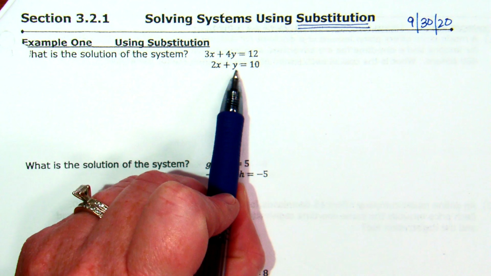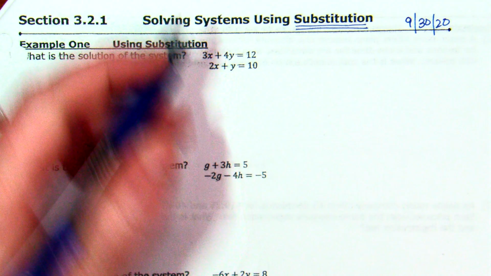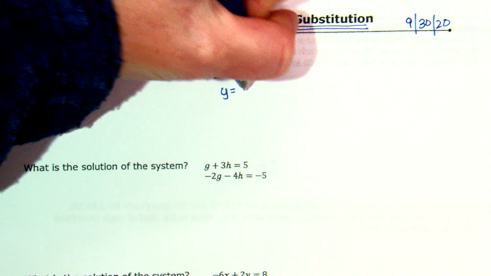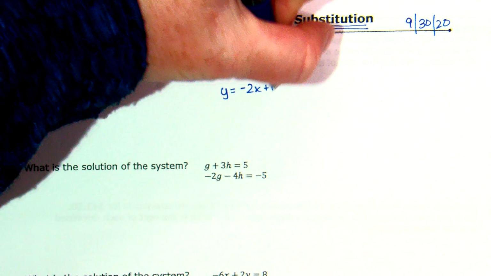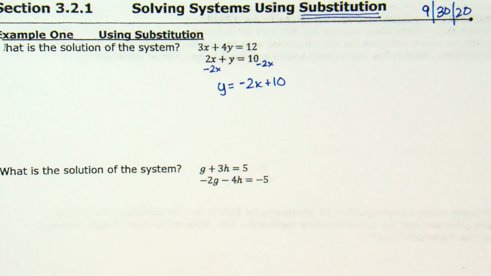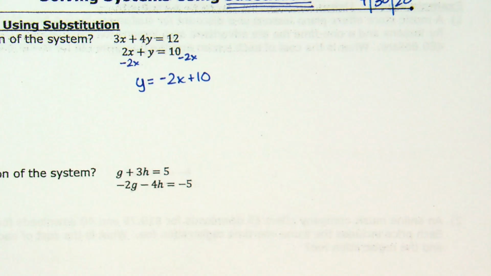To get y by itself, we want to move this positive 2x. How do we move positive 2x? Subtract 2x. If I subtract 2x on one side, subtract 2x on the other side, and so what does that equation become? Okay. y equals negative 2x plus 10. Or honestly, if you prefer y equals 10 minus 2x, it's not a big deal today. Which one makes you happier, right? Okay. What do I do with that y equals negative 2x plus 10 now?